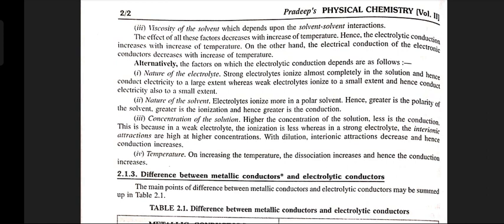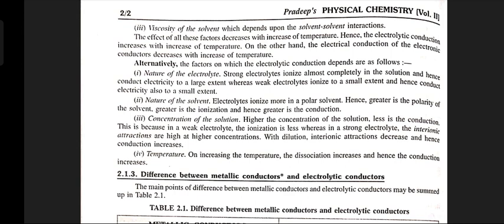Alternatively, the factors on which the electrolytic conduction depends are as follows: the nature of electrolyte. The strong electrolytes ionize completely in solution and hence conduct electricity to a large extent, whereas the weak electrolytes ionize to a small extent and hence conduct electricity also to a small extent. The nature of solvent. The electrolytes ionize more in a polar solvent, hence greater is the polarity of the solvent, greater is the ionization, hence greater is the conduction.